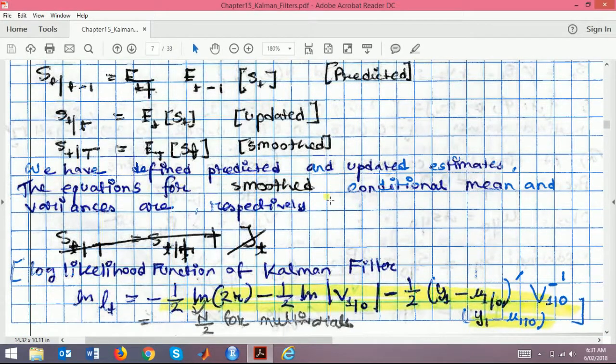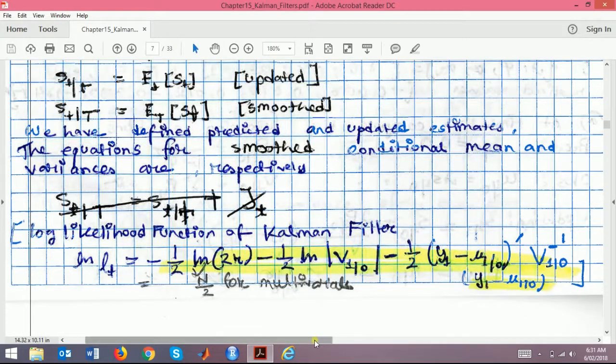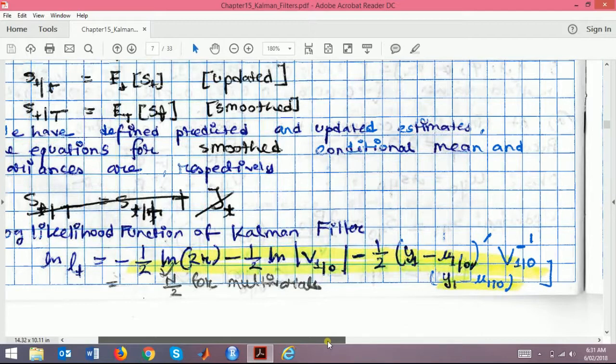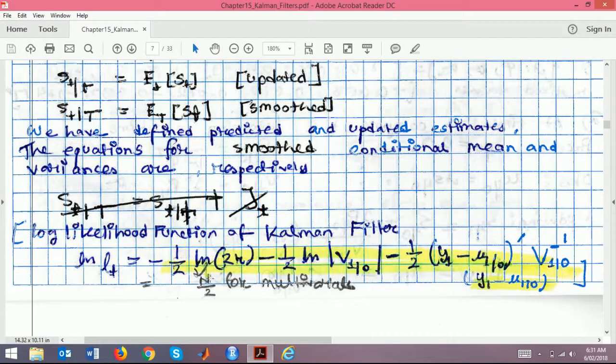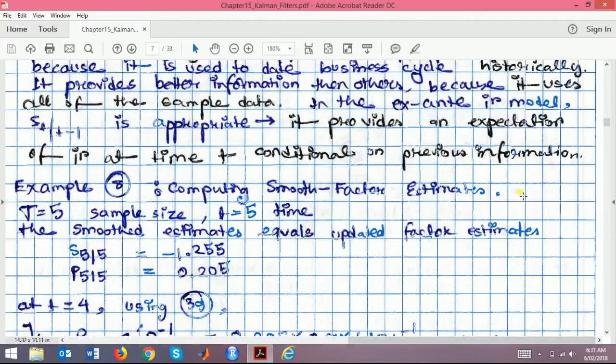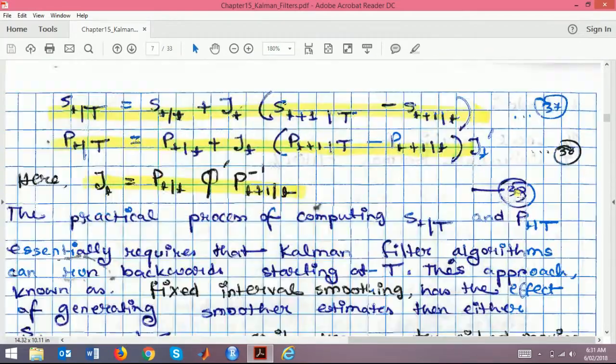We have defined the predicted and updated estimators. The equations for the smoothed conditional mean and variances are as follows. Before moving on, in the univariate case it is half log twice pi; in the case of the multivariate it is n over 2. That's all in our log likelihood function. So the smoothed conditional mean and variance become: S_t|T is S_t|t plus J_t times the difference between S_t+1|T and S_t+1|t.